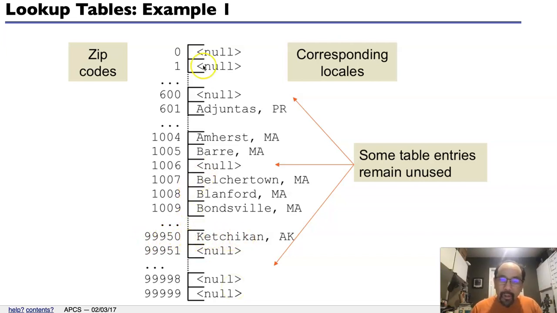Now, one downside to this, in this particular example of zip codes, is that in the United States, there are maybe around 40,000 different zip codes. But this table goes from 0 up to 99999, 100,000. So over 50% of this zip code table is null, empty, with kind of a nothing value. So we're kind of wasting a lot of space. We're going to look at how we can solve this problem later on.